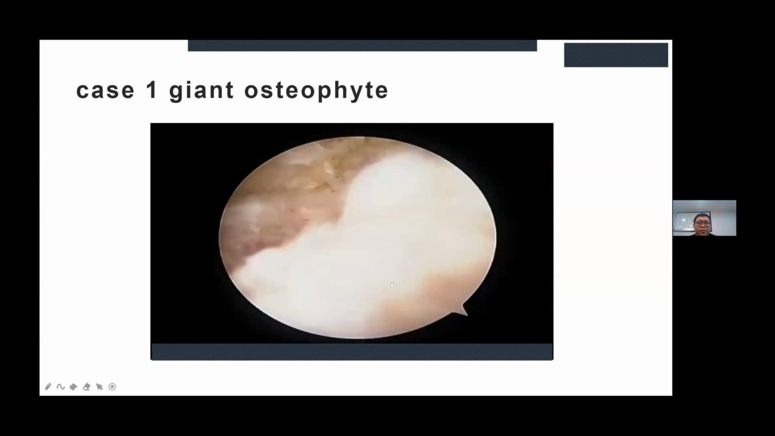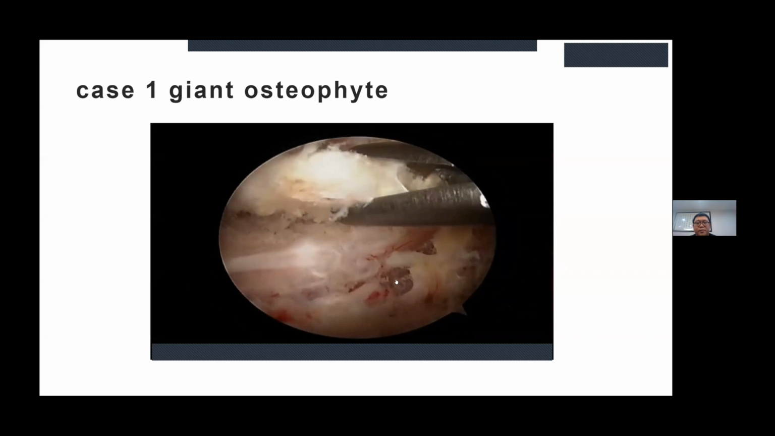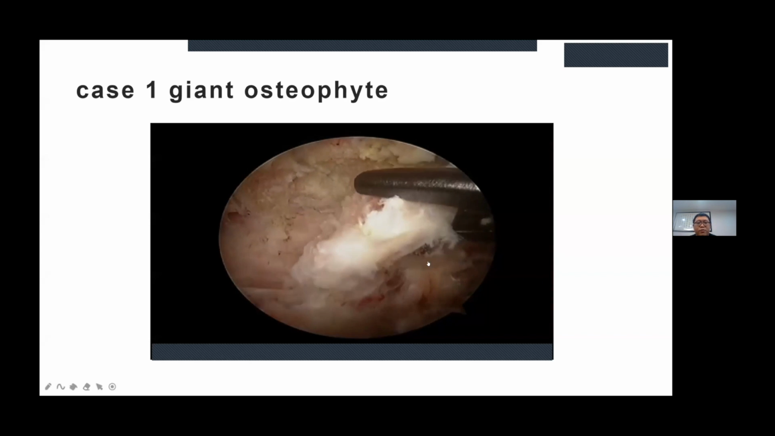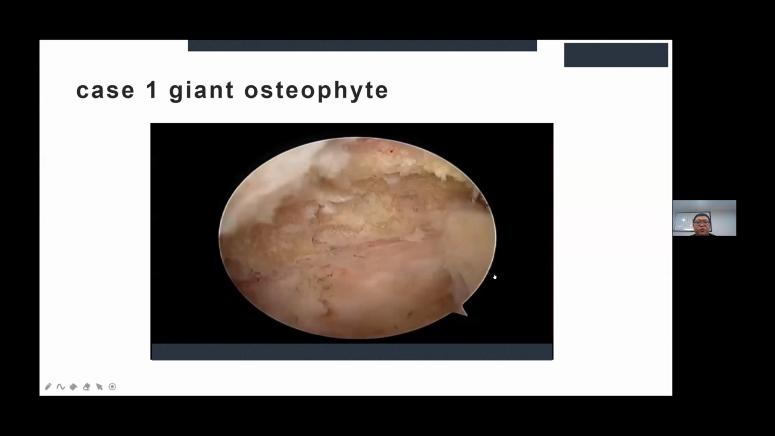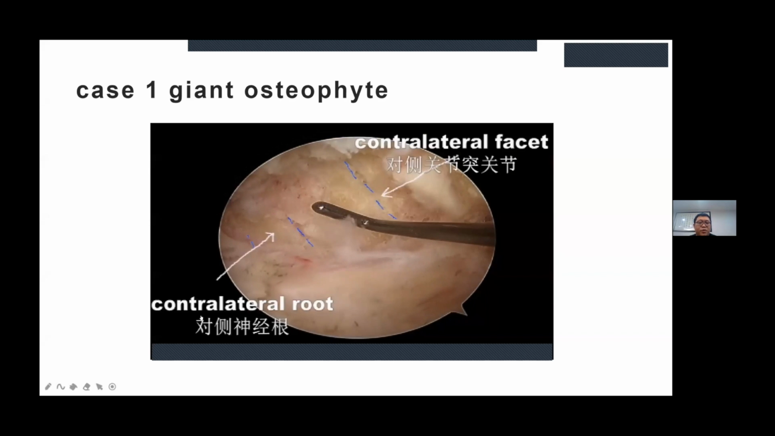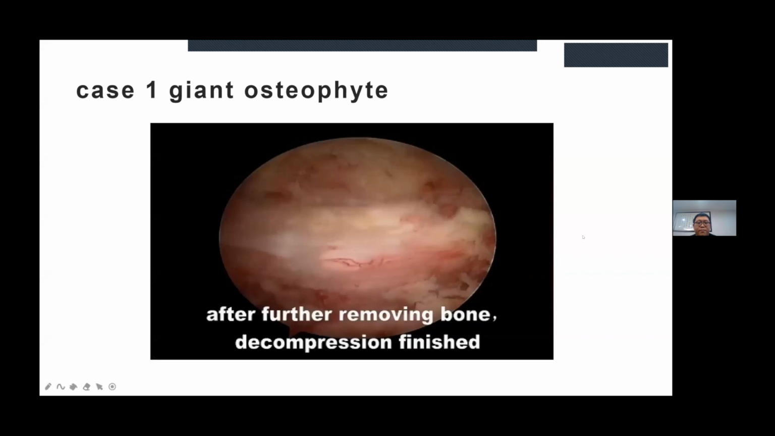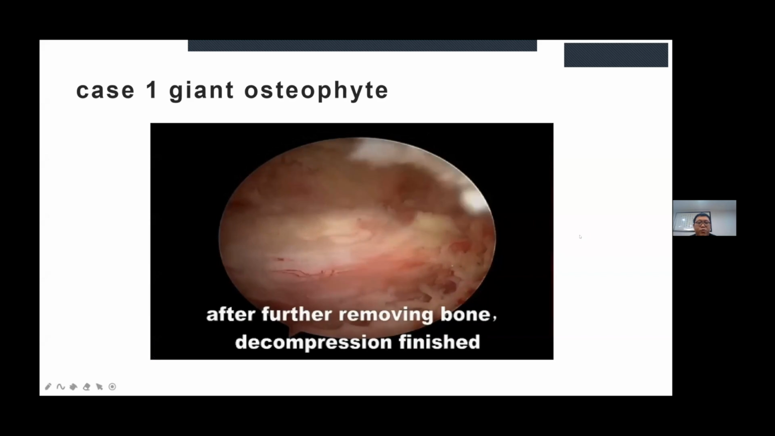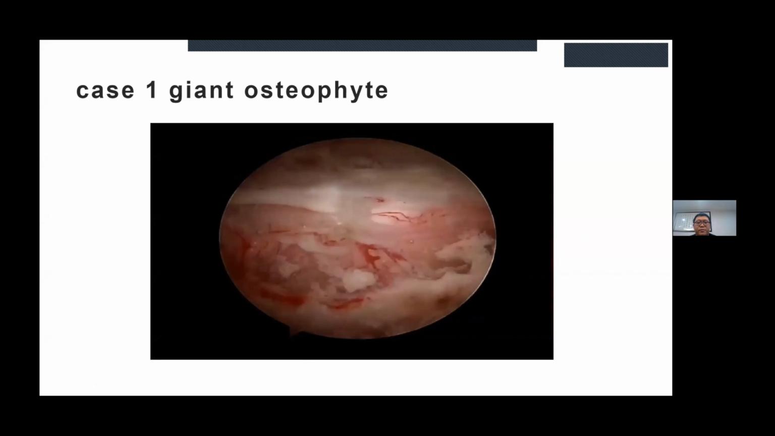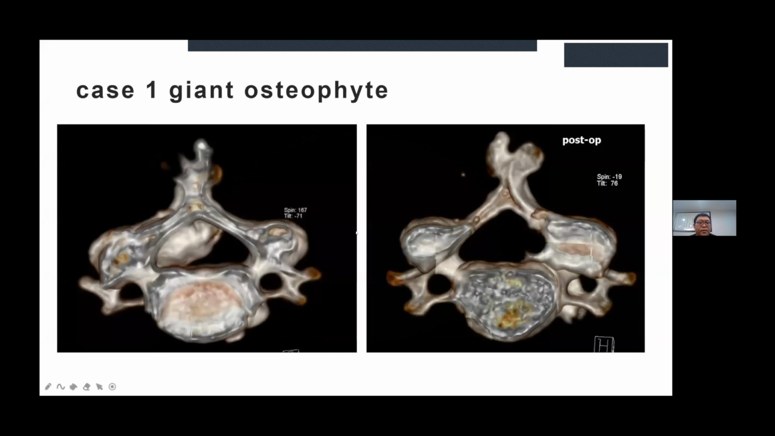So I think the small size plasma is very safe, especially for the cervical case. We can see the contralateral root and the contralateral facet joint. After further removing bone, the decompression is finished. Yeah, this is the post-operation CT.